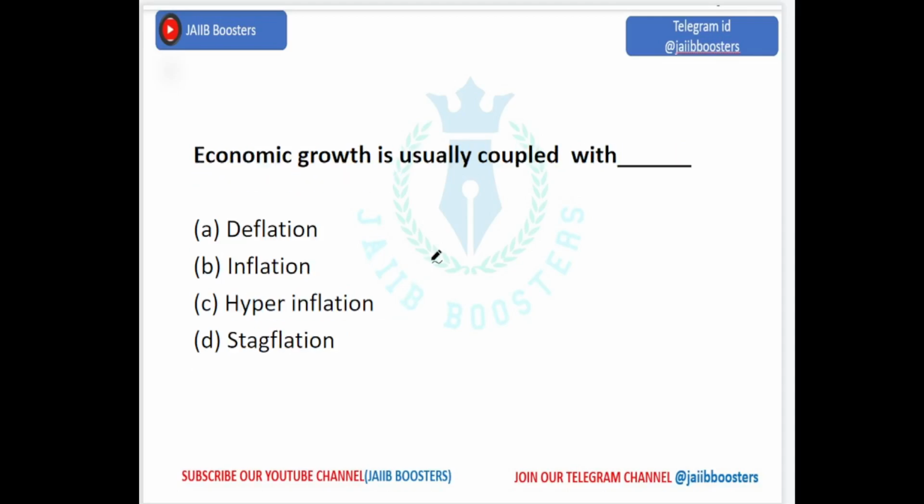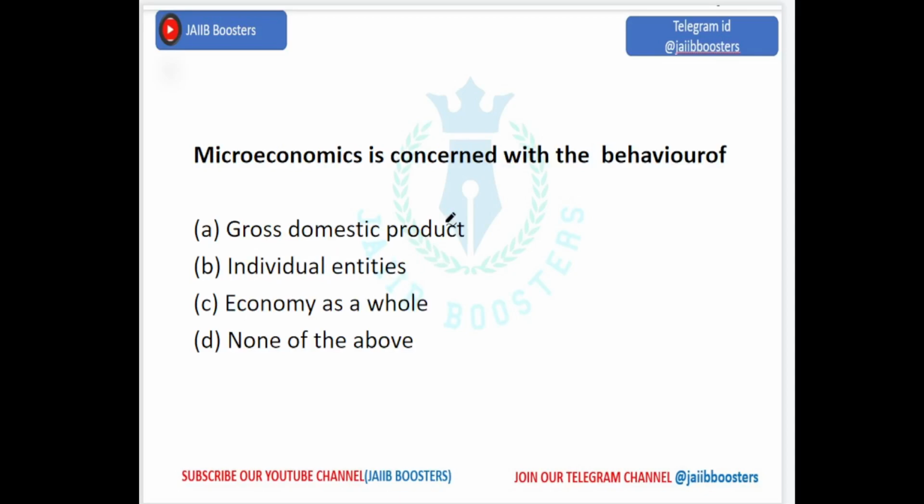Economic growth is usually coupled with deflation, inflation, higher inflation, stagflation. The answer is inflation. Okay, inflation. Macroeconomics is concerned with the behavior of gross domestic product, individual entities, economy as a whole, none of the above. The answer is individual entities.